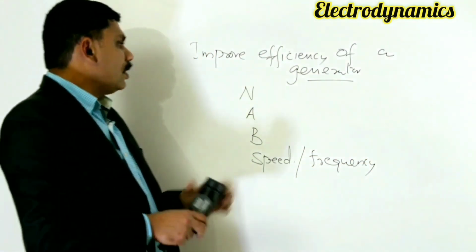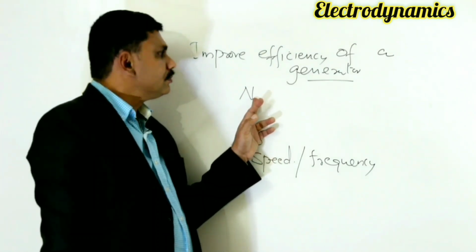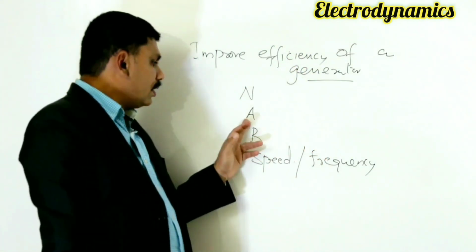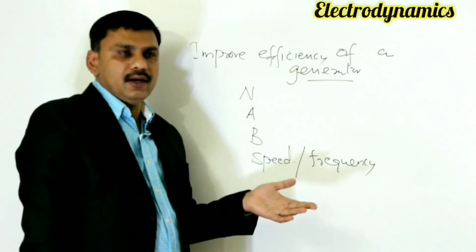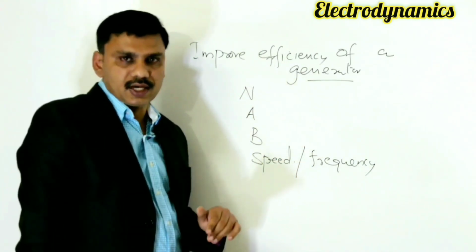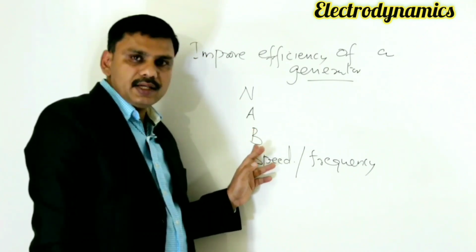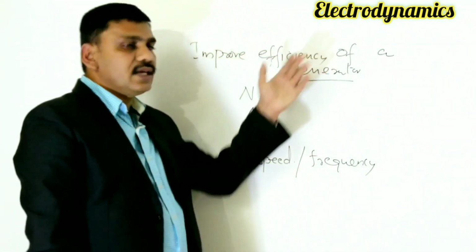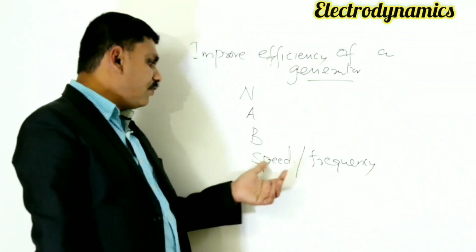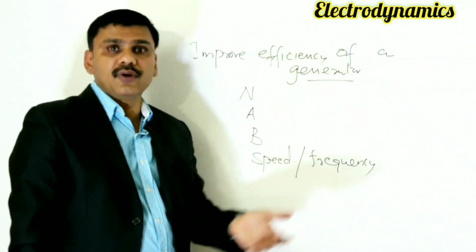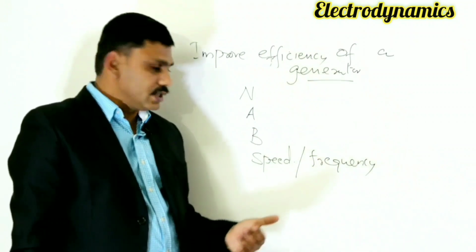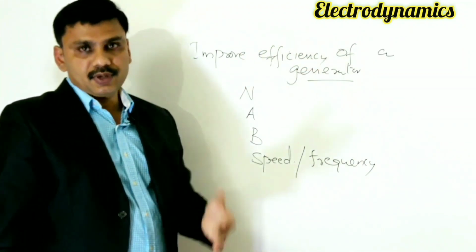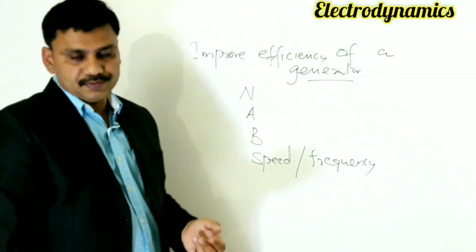If you increase the number of turns, the efficiency of the generator will increase. If you increase the area of the coil, it will increase the efficiency. If you increase the magnetic field, by using a powerful magnet, it will increase the efficiency. If you increase the speed of rotation of the coil, or the frequency of rotation, it will increase the efficiency of a generator.